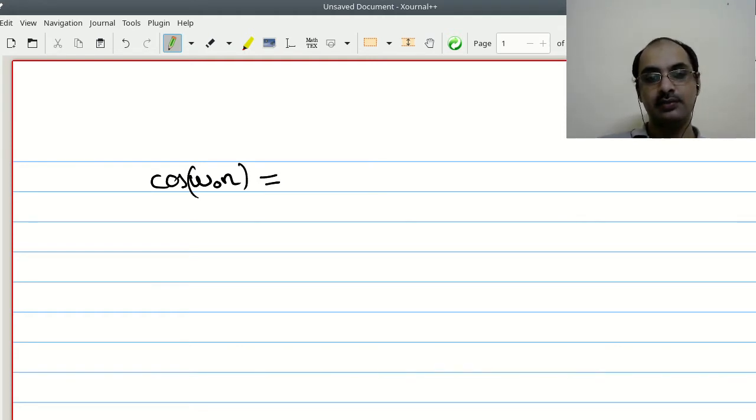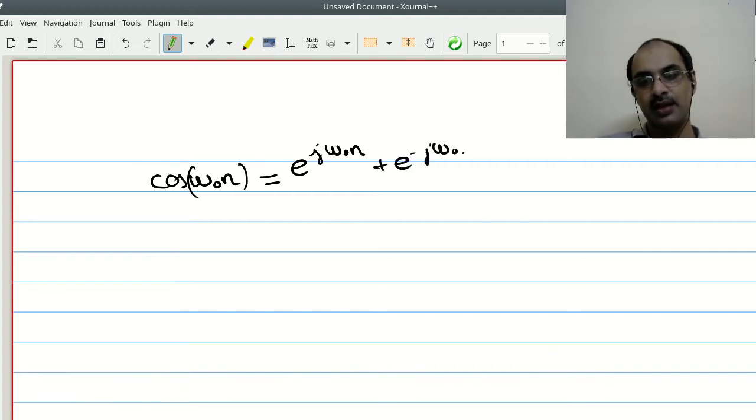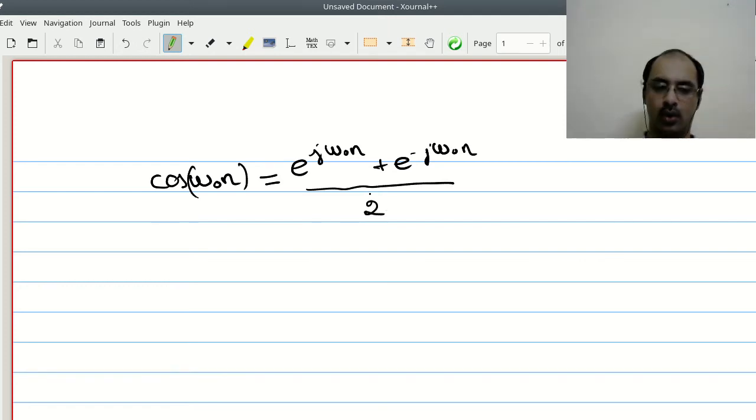So this can be written as e power j omega 0 n plus e power minus j omega 0 n upon 2. Which means that this has a frequency of omega naught and a frequency of minus omega naught. That's roughly what this means, right? But how do we now interpret this as a DTFT?